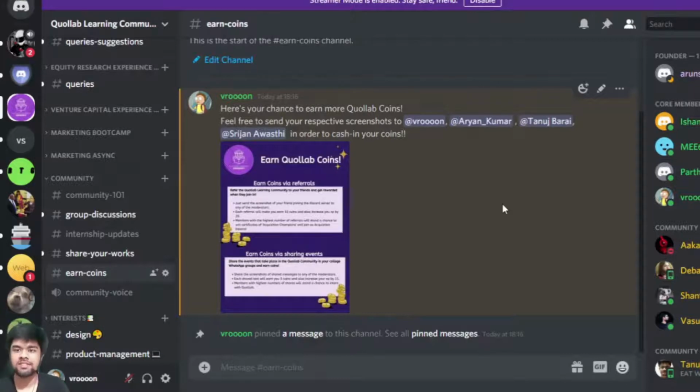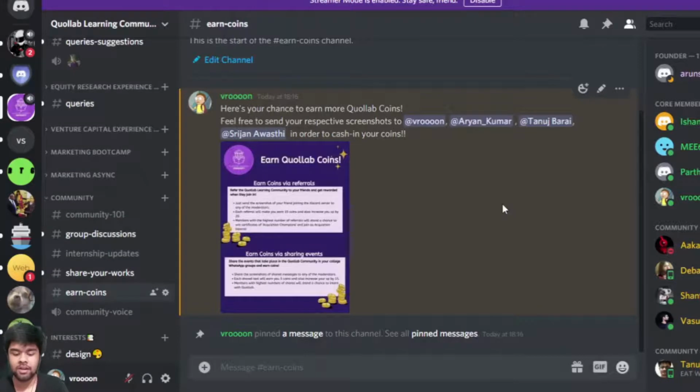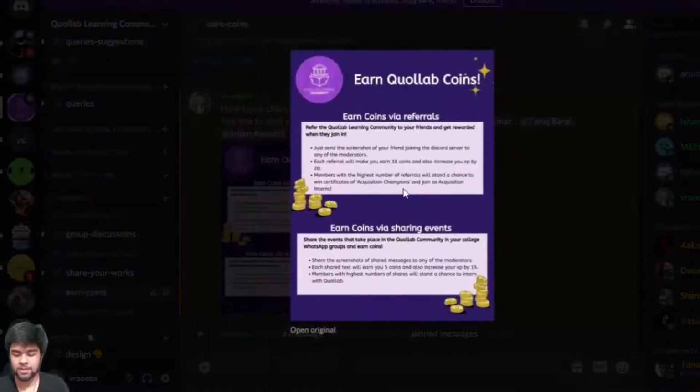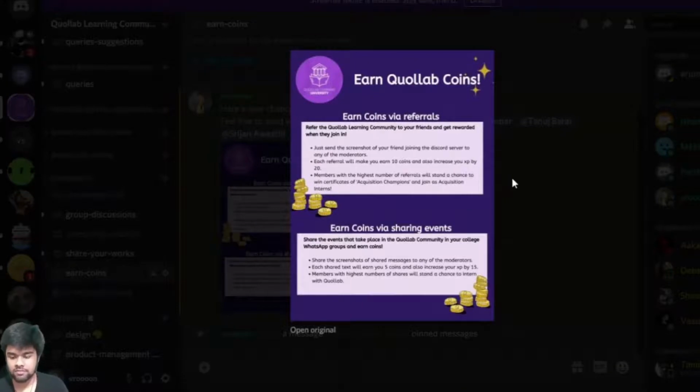Now coming to the second method via which you can earn these Quollab coins. The second method is via sharing our events. So in this picture too, you can see that first there is earn coins via referrals, where you'll get 10 coins per person and it will increase your XP by 20.